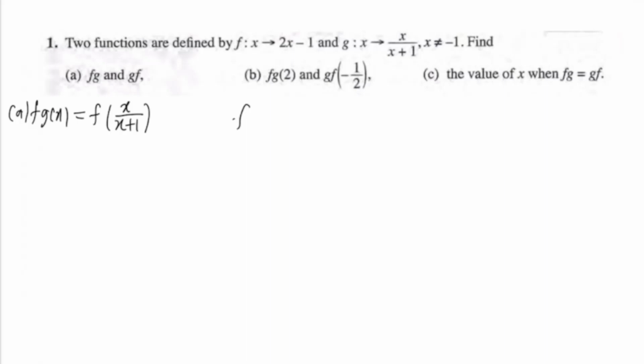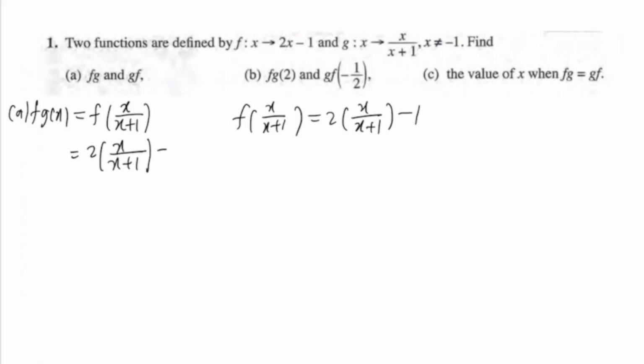Now remember, if I write f(x) = 2x - 1, if this is x, this will be x, right? So if you put a number like 1, this will be 1. If you put, for example, 1/x, this will be 1/x. And in this case, we're putting in x/(x+1), so I need to replace this with x/(x+1). So here we can rewrite this as 2x/(x+1) - 1.